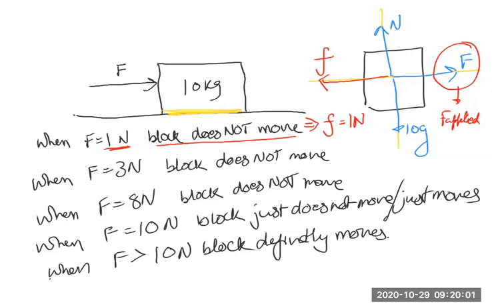When I increase the applied force to 3 Newton, the block still does not move. This means that the value of friction has now changed to 3 newtons and friction is matching the applied force. Okay? Friction matches the applied force.